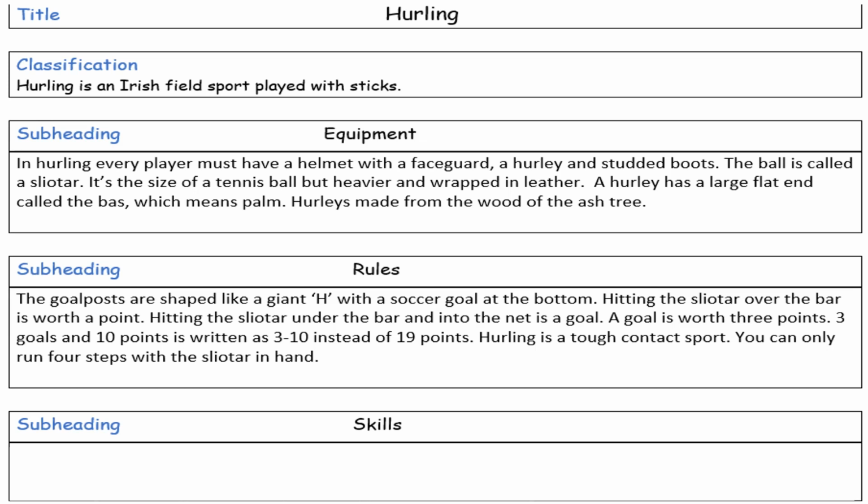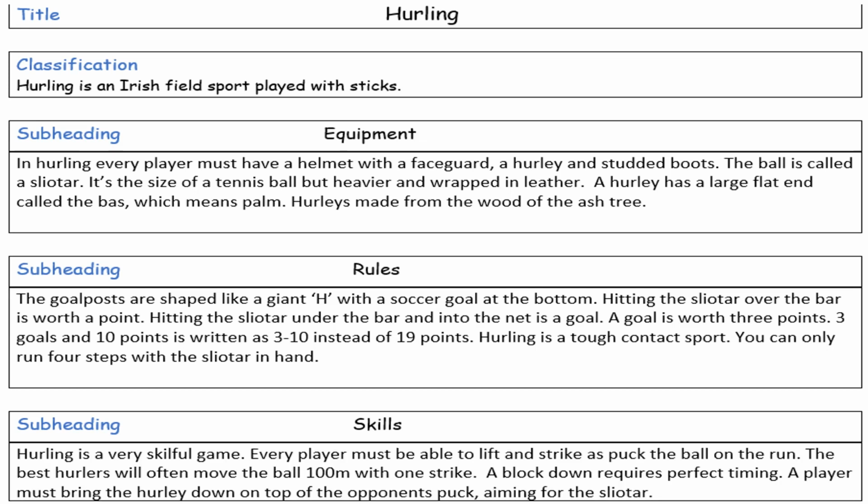Hurling is a tough contact sport. You can only run 4 steps with the schlitter in hand. Hurling is a very skillful game. Every player must be able to lift and strike the ball on the run. The best hurlers will often move the ball 100 meters with 1 strike. A block down requires perfect timing. A player must bring the hurley down on top of the opponent's swing, aiming for the schlitter.